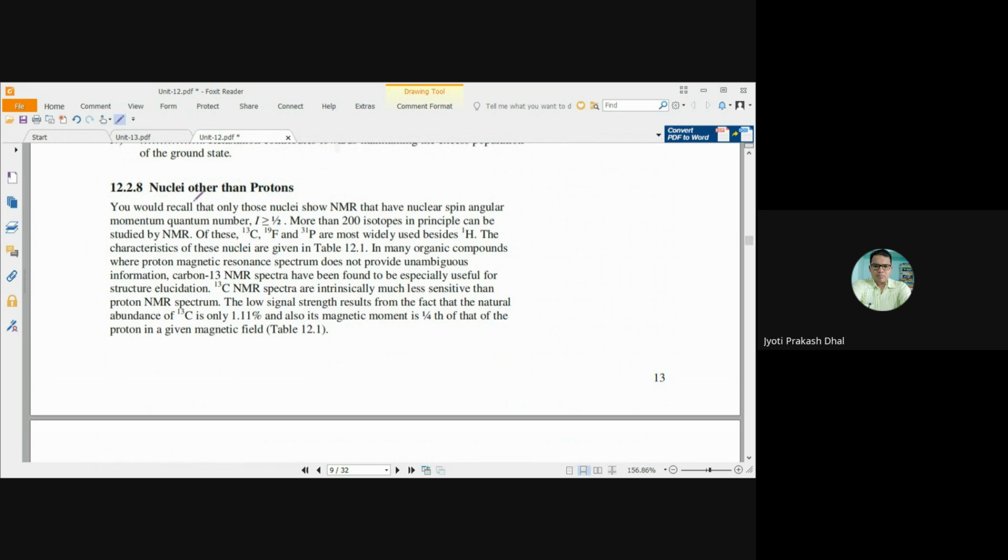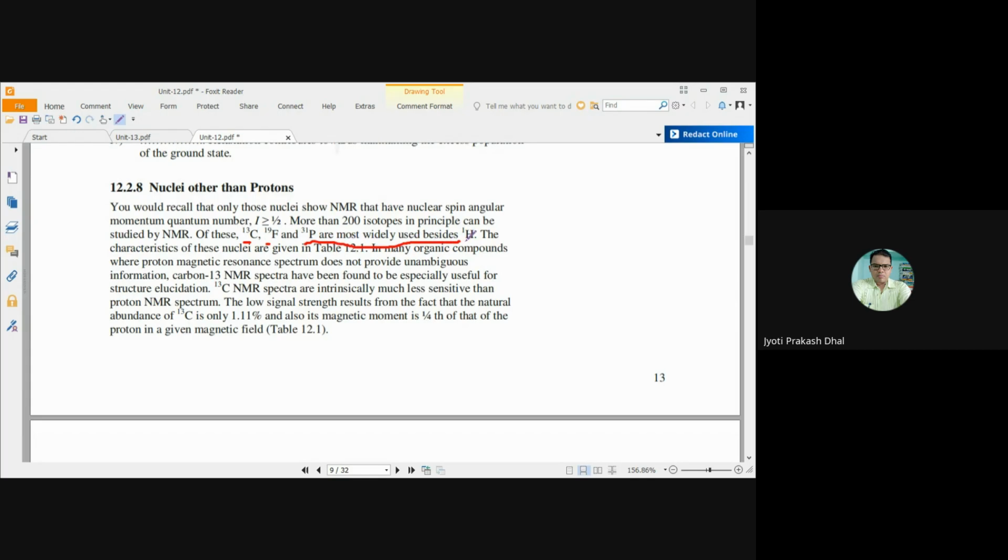So here we will discuss nuclei other than protons. As we have already discussed, only those nuclei show NMR that have nuclear spin angular momentum I greater than or equal to half. That means having some positive I value. More than 200 isotopes can in principle be studied by NMR. Of course, carbon-13, fluorine-19, and phosphorus-31 are most widely used besides proton.